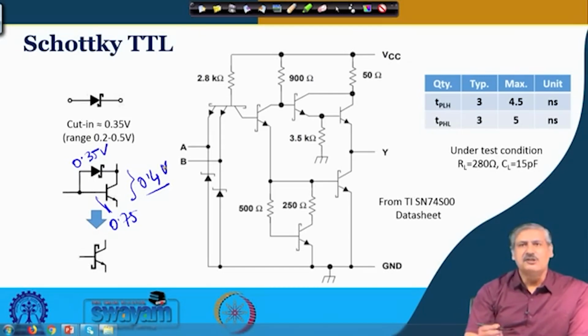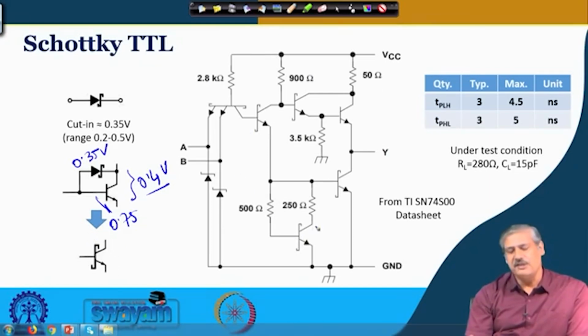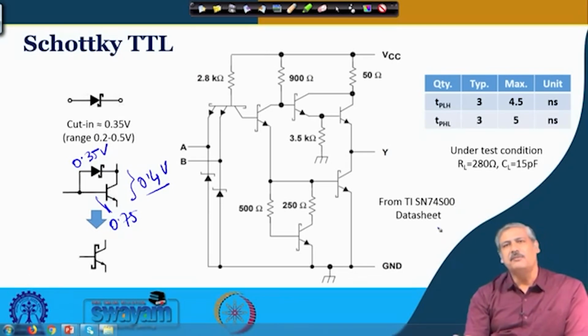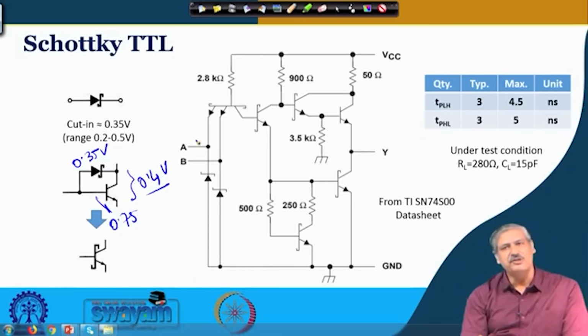Okay. So, it just stops short of saturation, which is useful in the sense that it helps in bringing it out of the saturation, and the switching speed increases. So, that is one important thing where all the transistors that are supposed to saturate, right, are clamped using a Schottky diode. Okay. So, this is 74S00, again taken from the data sheet. So, you see these transistors are clamped by Schottky diode.